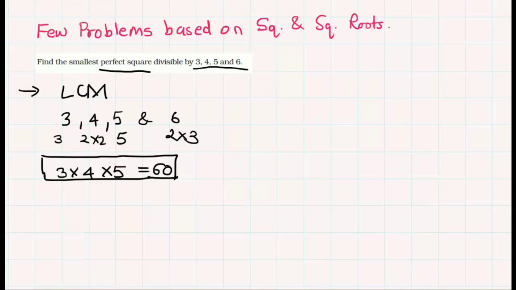Now what do we do? Is 60 a perfect square? No. What factors does 60 have? 2 into 2 into 3 into 5.